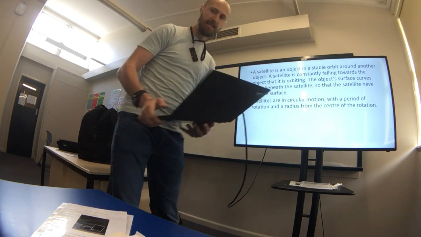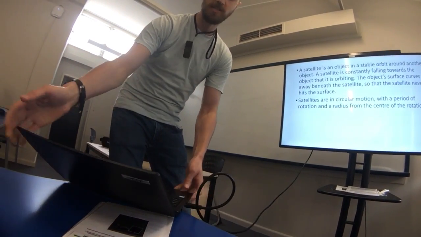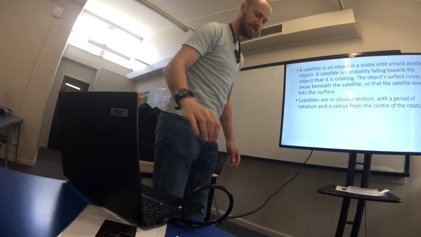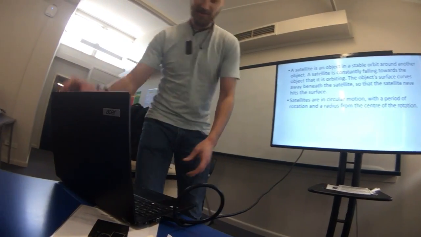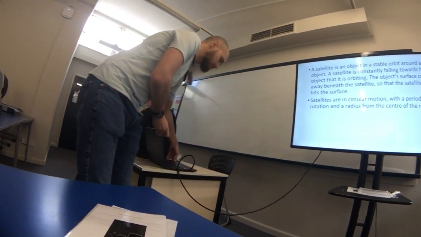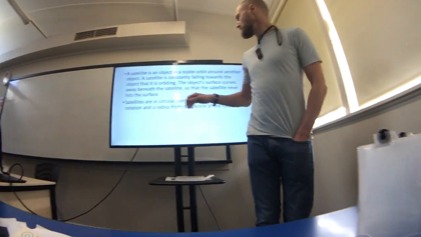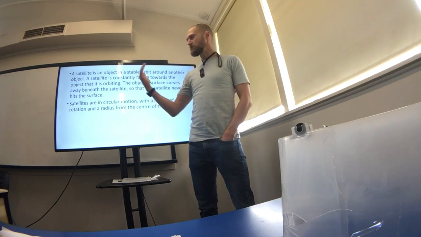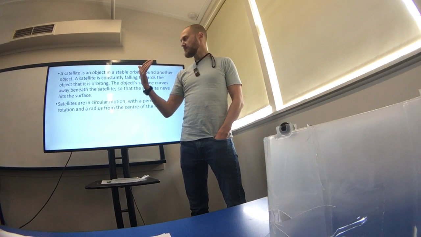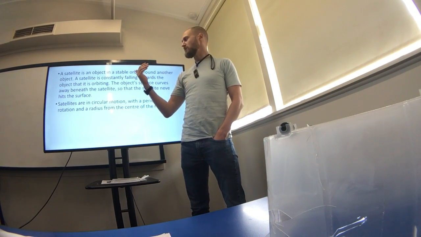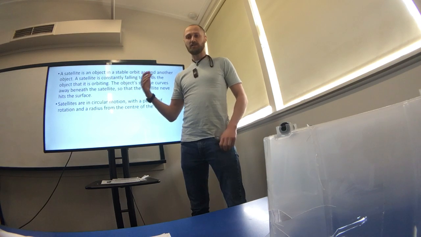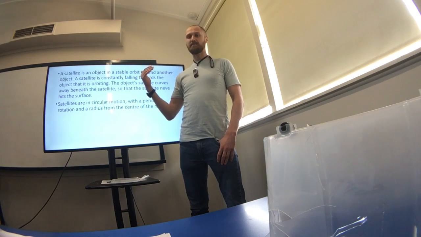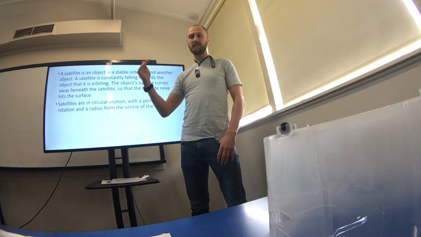When we're talking about satellites, we're talking about things that are falling towards whatever it is that they are orbiting. So that's an important thing to keep in mind. We're talking about falling objects that are getting pulled down towards somebody by gravity. But because they're moving at such a high speed, they're not going to hit the surface of whatever they're orbiting.